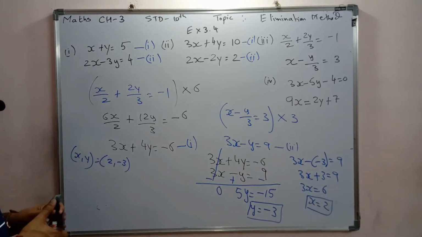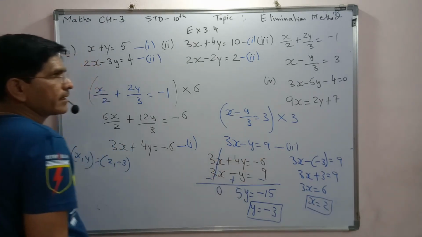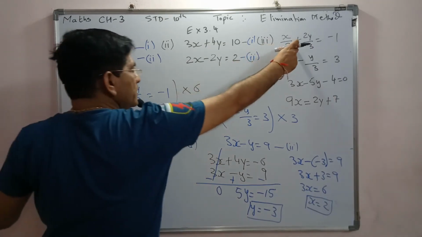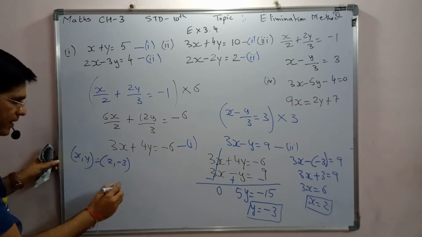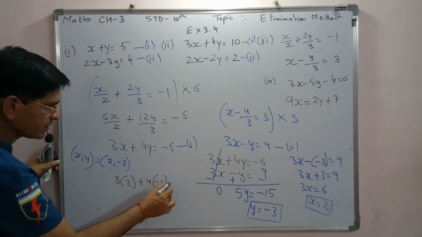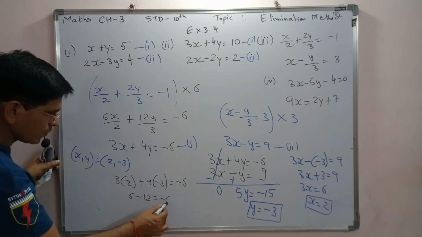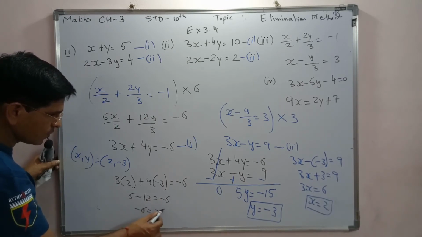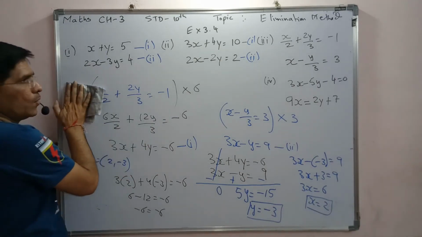Now we can check whether our answer is correct or not. We can put the values in either equation and get the same correct answer. If I put it here, 3 into 2 plus 4 into minus 3 is equal to minus 6. So 6 minus 12 is equal to minus 6. Minus 6 is equal to minus 6. So the answer is correct. That way we have completed the third sum also.